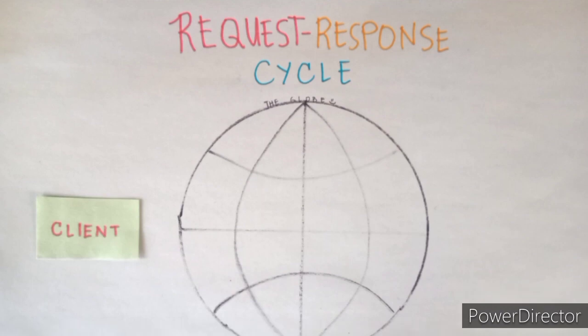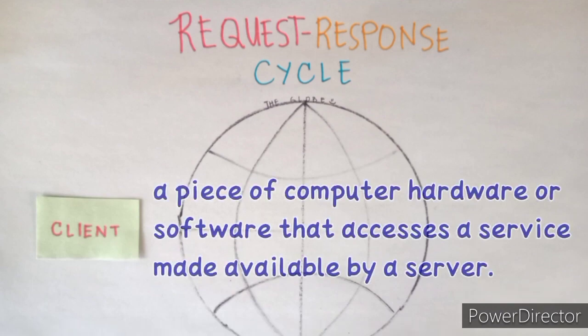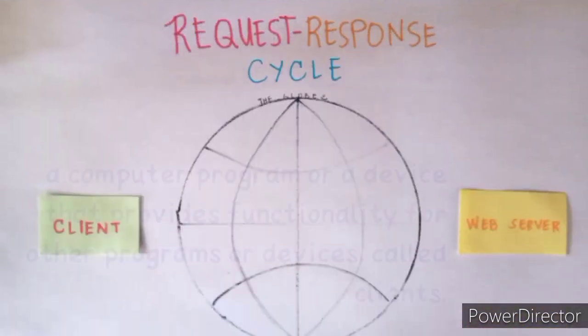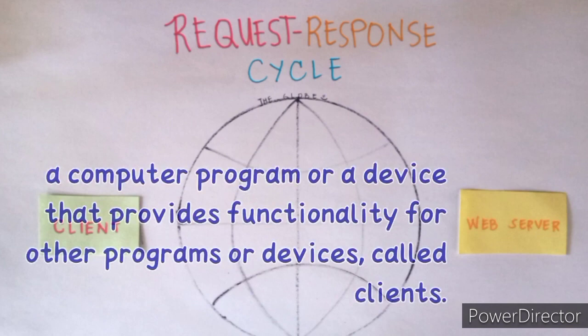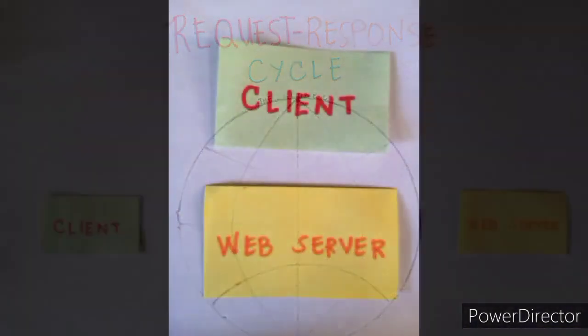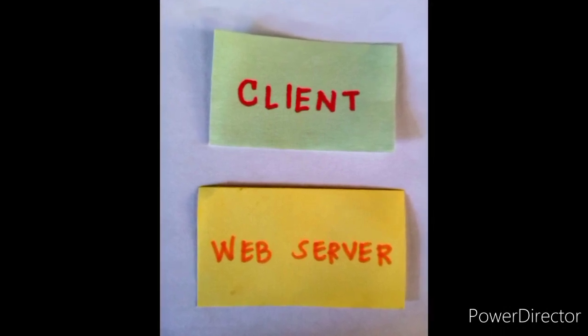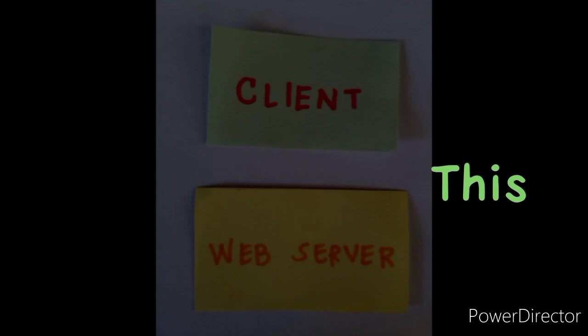The client computer is a piece of computer hardware or software that accesses a service made available by a server, while the server computer is a computer program or a device that provides functionality for other programs or devices, which are called clients. These 2 computers that communicate via HTTP must speak the HTTP protocol.